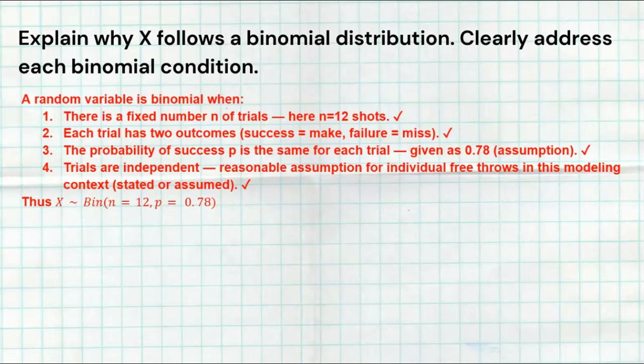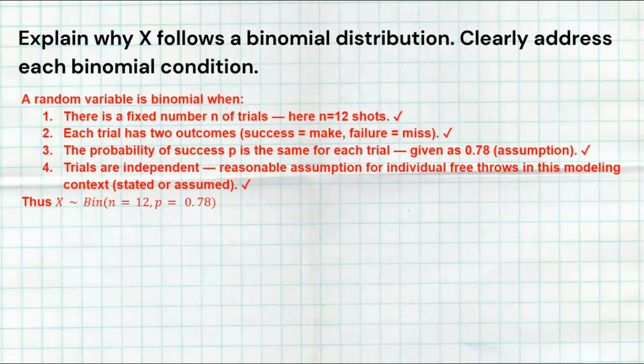Now, I wrote assumption there because sometimes when you play basketball, you start missing a lot and it gets in your head, and all of a sudden you start missing more because it's in your head. That cannot happen here. We have to assume that this person will not get a hot streak or a cold streak. No such thing. 78% chance it goes in every single shot, no matter what.